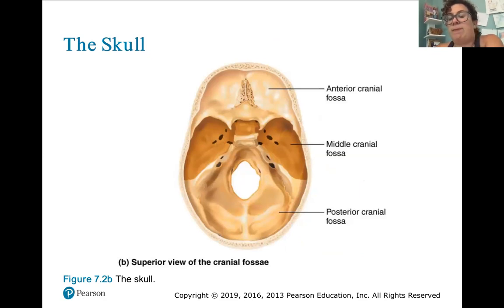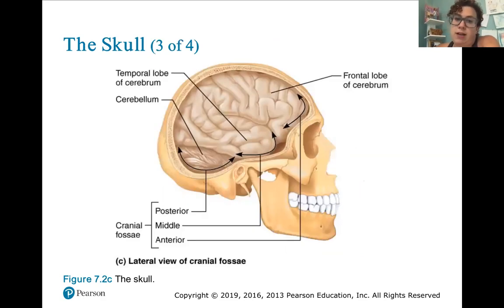Anyone notice they're kind of shaped like the areas of the brain? Yeah, they are, because that's how we keep the brain in there and not moving around. Okay. And this is just to show what it looks like if the brain were present. So we're seeing all those different fossae.